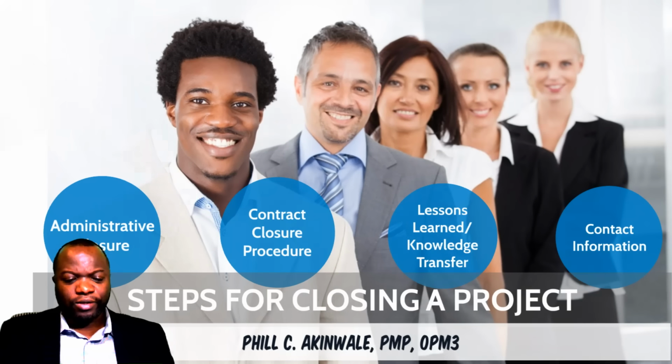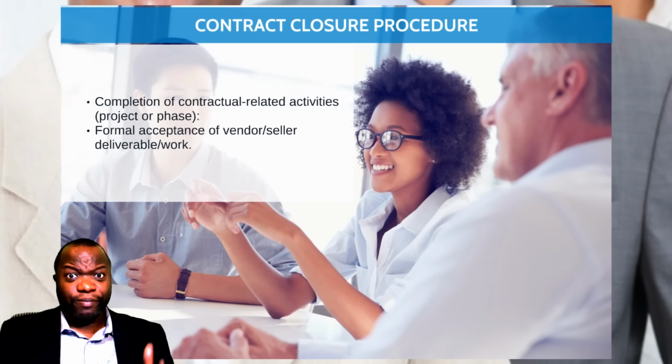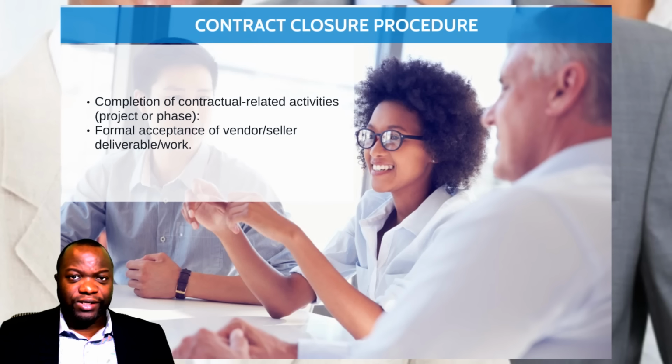Let's talk about contract closure procedure. So in order to close out a contract, you need to remember this happens in the control procurements process, but you are still putting on that thinking cap of this could be the final phase in the project, closing out the project as a whole, or this could be the end of one phase. So just remember, the process is called close project or phase. So we're not closing out the project every time we do this process. We could be closing out a phase, so keep that in mind.